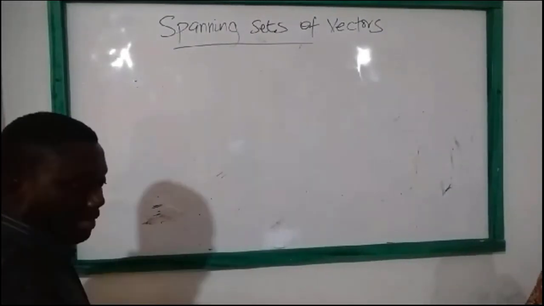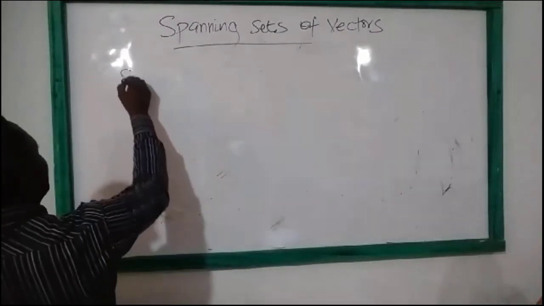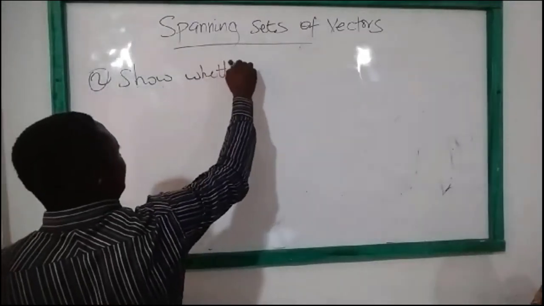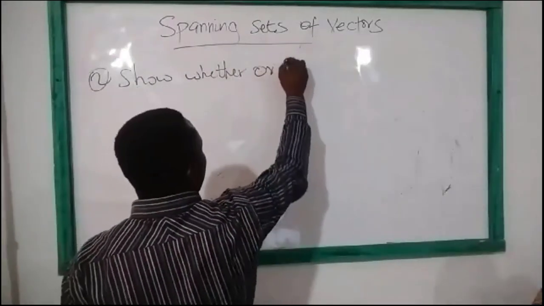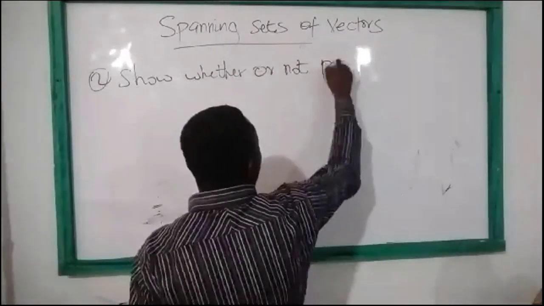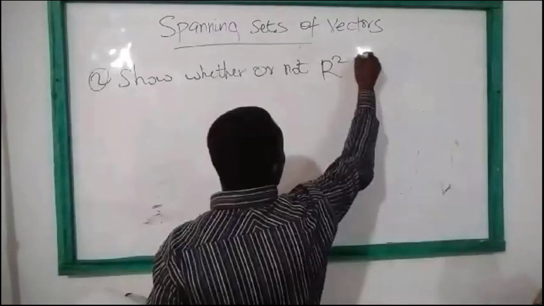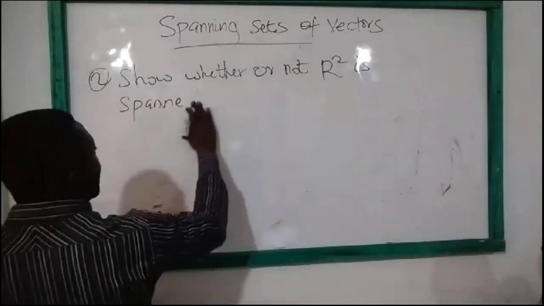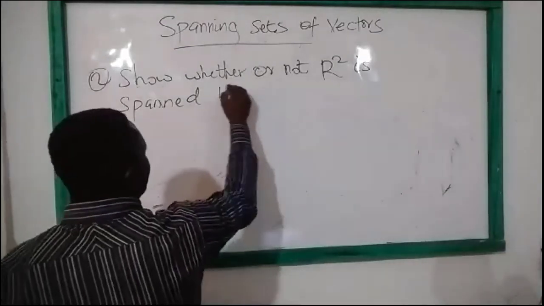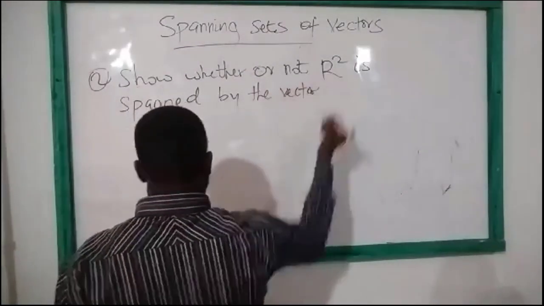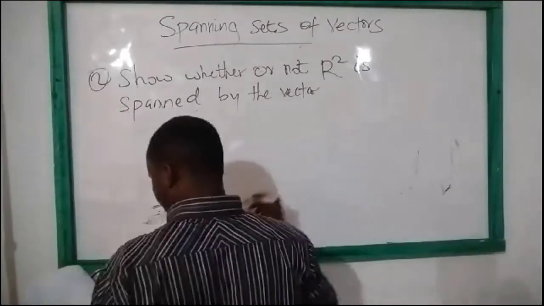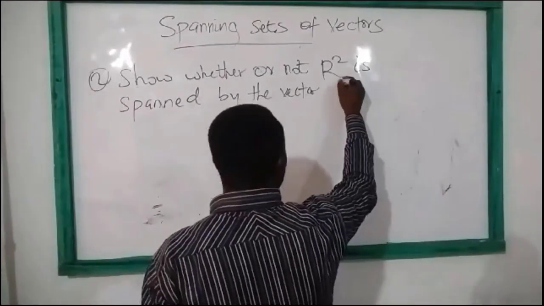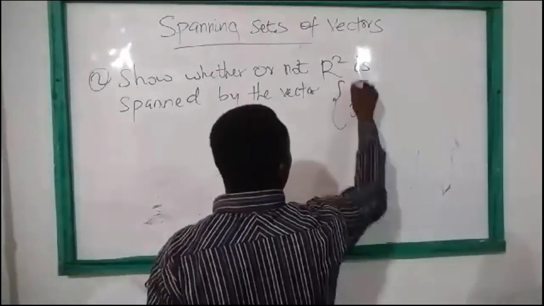Okay, so let's look at the second example. We are to show whether or not R2 is spanned by the vectors.